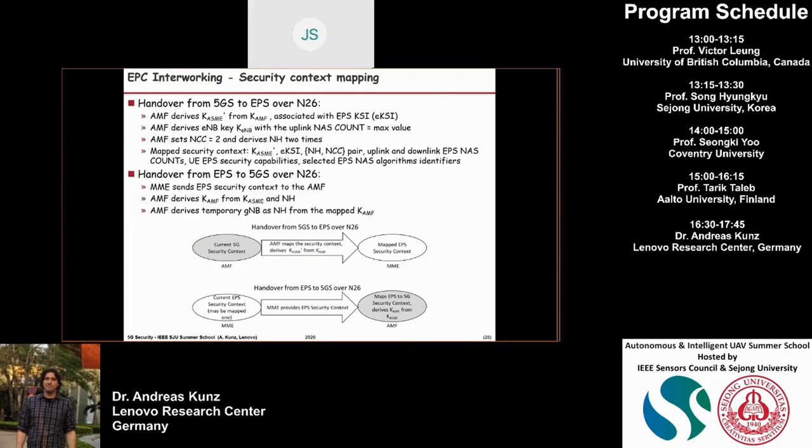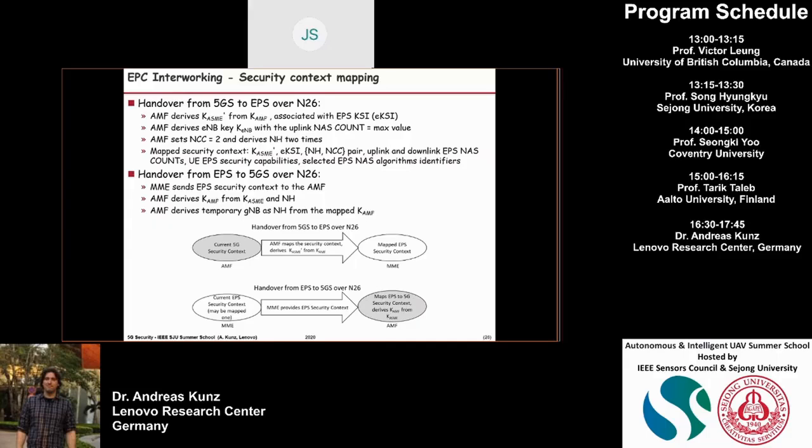So we have, of course, the interworking with 4G, the previous generation. And this requires a security context mapping from 5G to 4G. And basically, it works the best if the AMF and the MME are connected via the N26 interface. So in that case, from 5G to 4G, the AMF is generating already the full security context for the MME based on the 5G security context. And then you get already the mapped KASME for the MME.